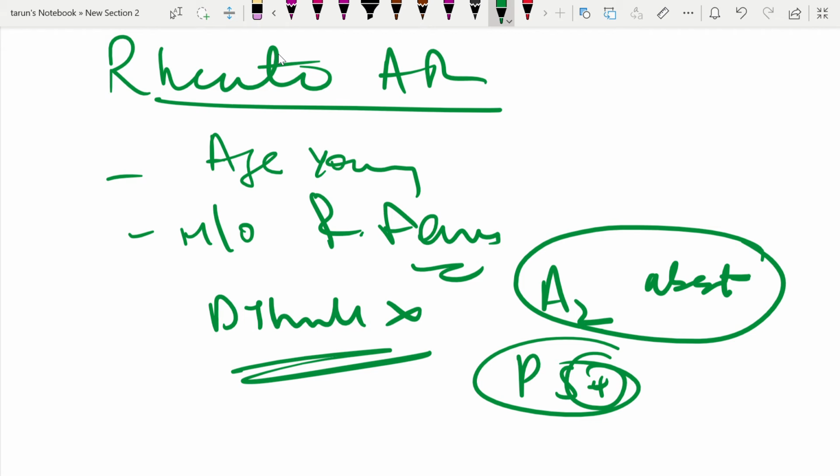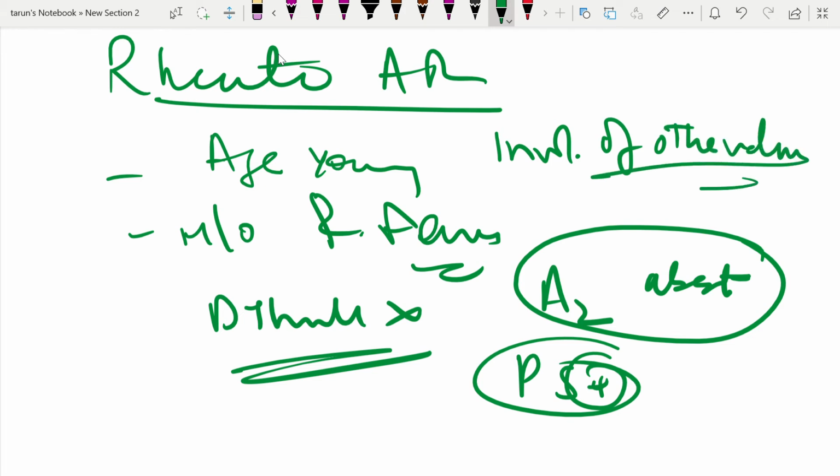So what are the features? Young age, history of rheumatic fever, absent diastolic thrill, involvement of the other valves. I forgot to mention here, if it is a case of rheumatic aortic regurgitation, there will be involvement of the other valves.